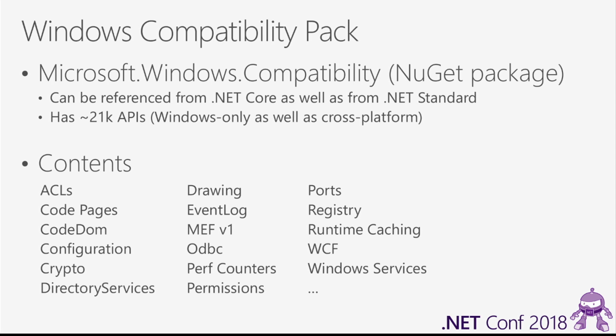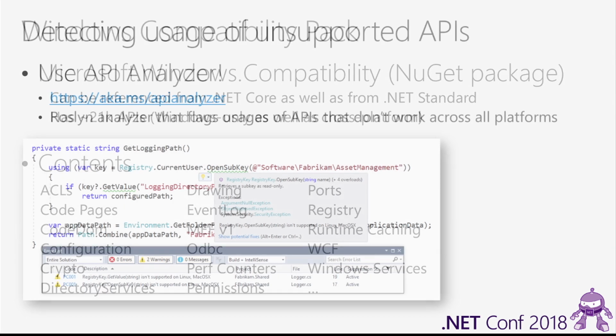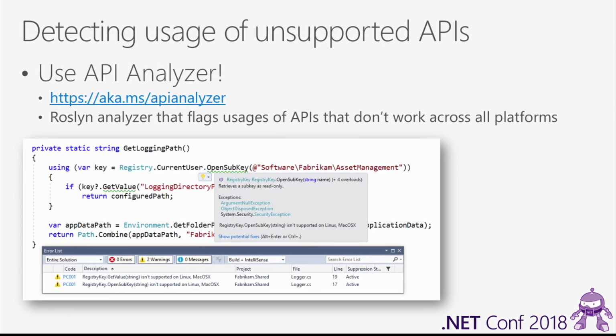Some people ask me, why is there no Linux compat pack and no Mac compat pack? The reason is pretty simple: .NET just started on Windows, so the vast majority of platform-specific APIs we have happen to be Windows-specific APIs. Moving forward, I could totally see a world where we also have a Linux compat pack or a Mac compat pack where we bring in more technologies that are not specific to Windows, but to other platforms. You can reference the compat pack from .NET Standard.